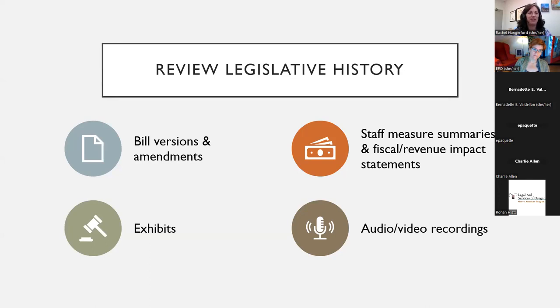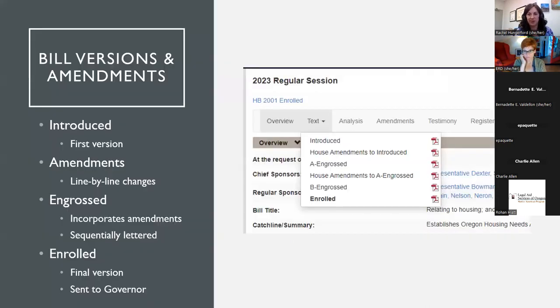And then in terms of what you'll be reviewing, so you have your bill now, you're either in OLIS or going to the state archives. The main things that you're going to be either reading through or listening to are going to be the different versions of the bill, staff measure summaries of the bill, fiscal revenue impact statements, which may or may not be relevant to our work, occasionally written exhibits, and then audio or video recordings.